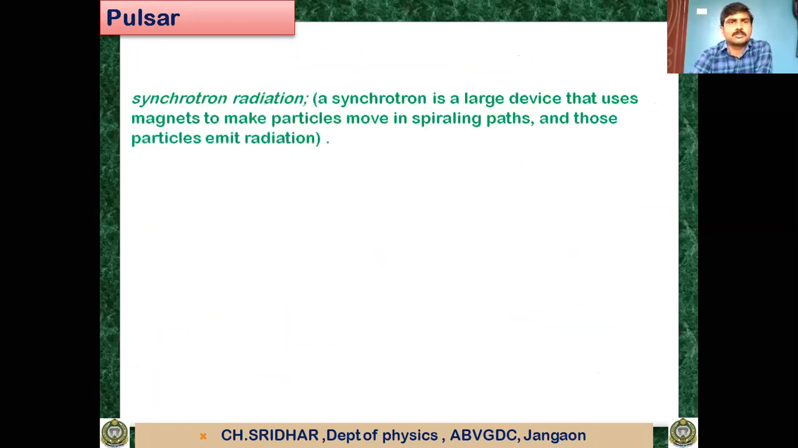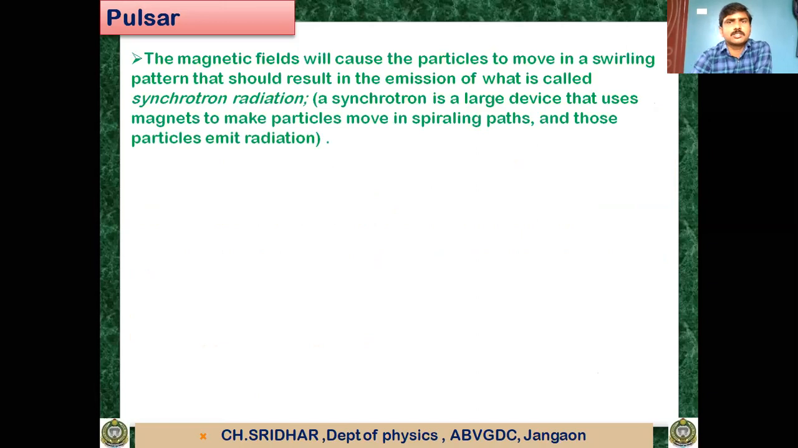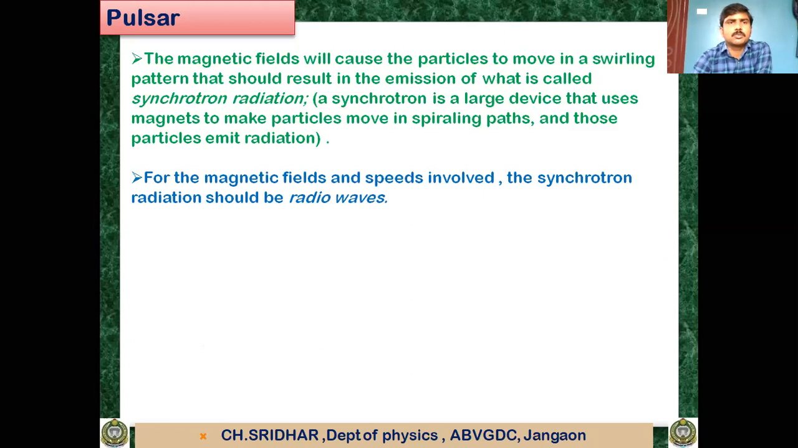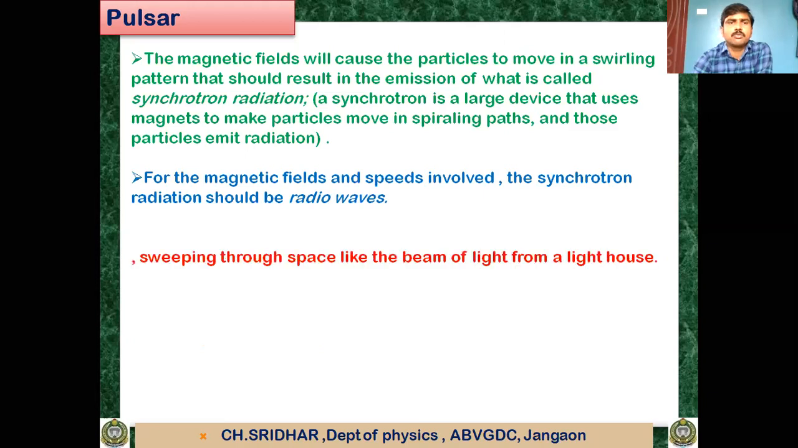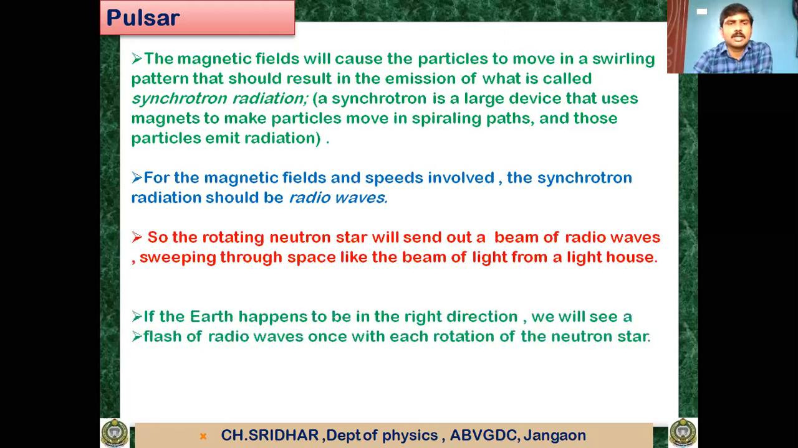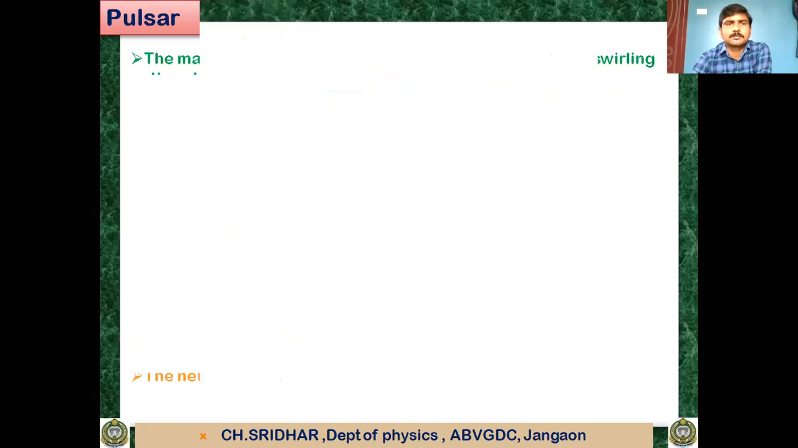So that is the reason the magnetic fields will cause the particles to move in a swirling pattern that should result in the emission of what is called synchrotron radiation. So a synchrotron is a large device that uses magnets to make particles move in spiraling paths, and those particles emit radiation. For the magnetic fields and speeds involved, the synchrotron radiation should be radio waves. And if the Earth happens to be in the right direction, we will see a flash of radio waves once with each rotation of the neutron star, and the neutron star appears as a pulsar.